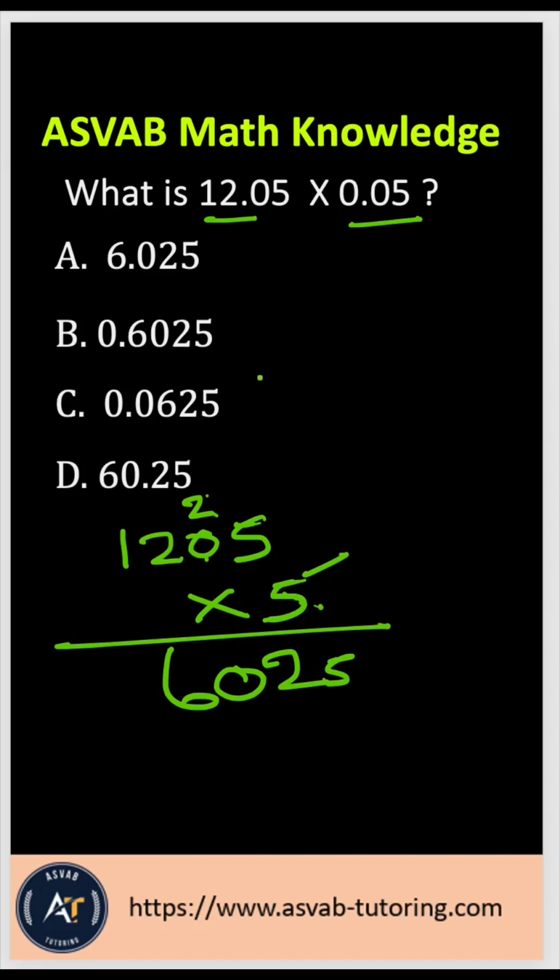Now I have to put the decimal carefully. After the decimal, how many digits do I have? I have 1, 2, 3, 4. So you have to move 4 decimal places from right to left. 1, 2, 3, 4. So that is the correct answer option.